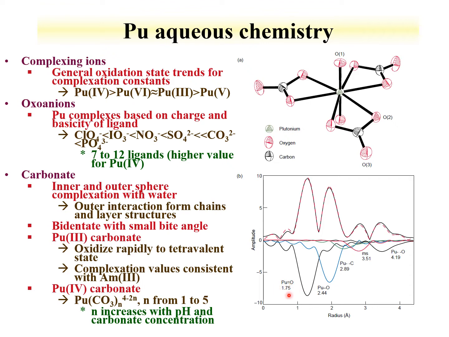And the XAFS data is used to produce some bond distances between the plutonium double bonded oxygen, plutonium oxygens from the carbonates, and then some other distances, plutonium carbon and this plutonium outer oxygen. Plutonium 3 species are rare, as the carbonate rapidly oxidizes to the tetravalent state. The complexation constants for the plutonium 3 can be modeled on americium 3 species. Plutonium 4 carbonates can have a large number of carbonates coordinating from 1 to 5. And this carbonate coordination increases with pH and carbonate concentration.